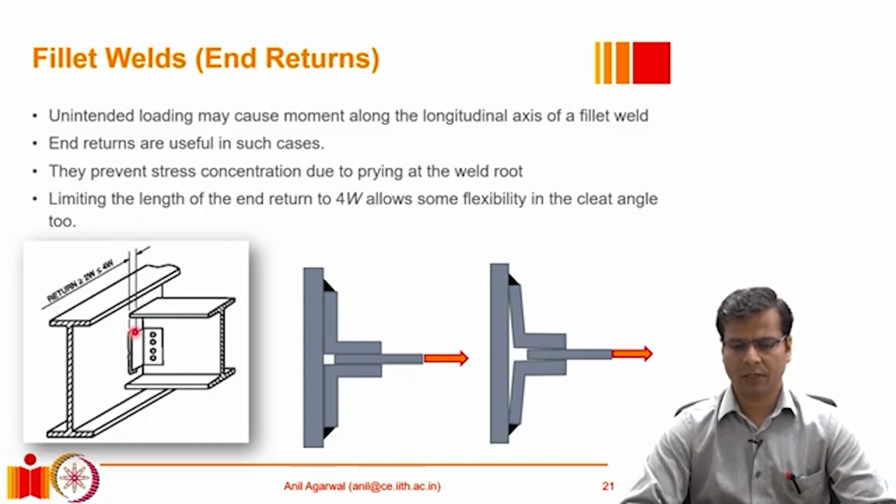Therefore, we weld only up to a certain width, which is considered as 4 times the weld size, and at that point we stop. So let's say this much width of the angle is already welded, the rest of the angle is still free to deform and as a result produce some level of flexibility in the connection.